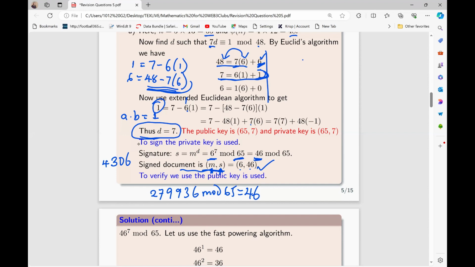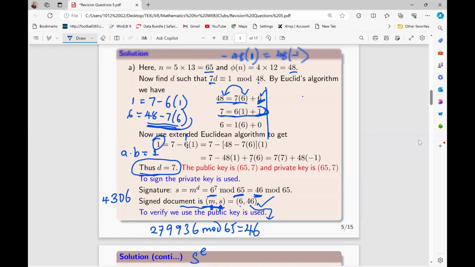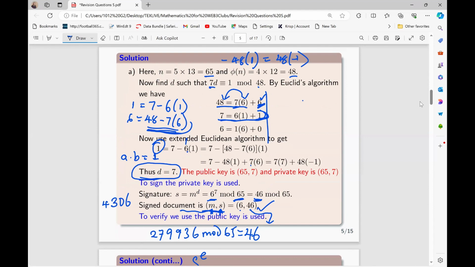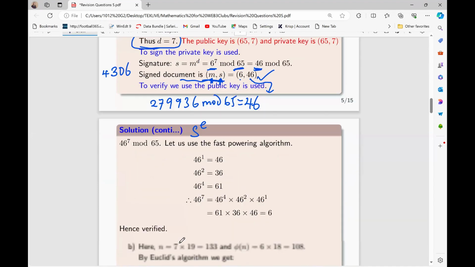How do we verify this? We said to verify, we take S and raise it to E. E is public. What was it? It was also 7. For this question, coincidentally, E and its inverse were 7. Let's just confirm from the question, E is 7. So we take S, raise it to 7.